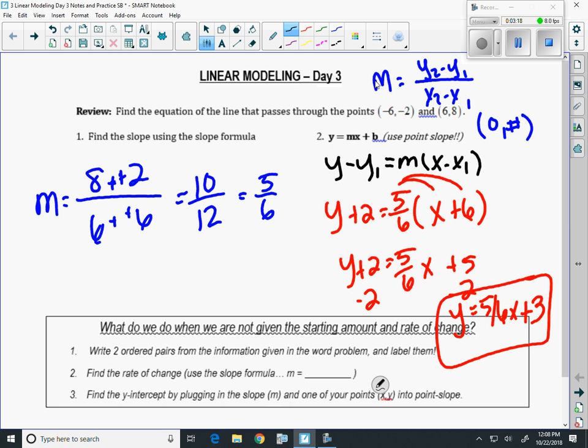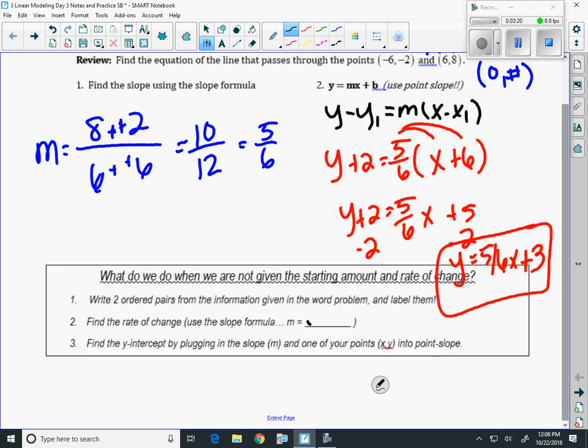All right, down here you're just rewriting the slope formula. Here, we just did that at the top. There are steps there if you need them.